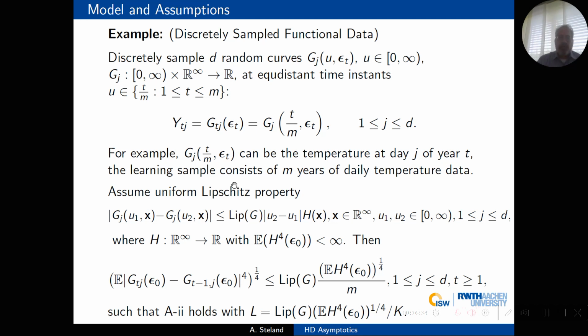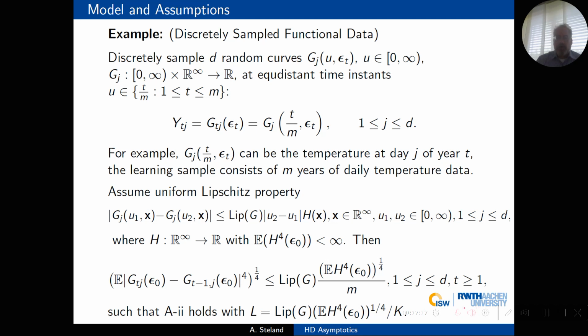If we now assume that the function g_j has a uniform Lipschitz property with respect to the first argument and uniformly in the second argument, which may be random if we plug in our innovations, but we assume that if we take the expectation, the order 4 expectation, then this Lipschitz constant, which is given by a Lipschitz constant of j and some function a, h of x, is finite.